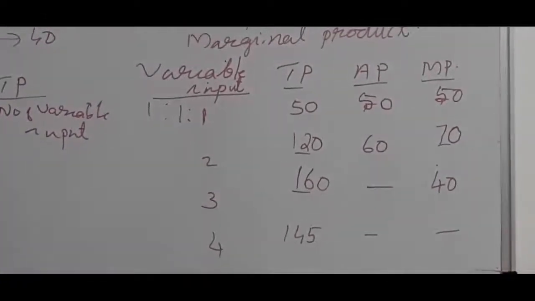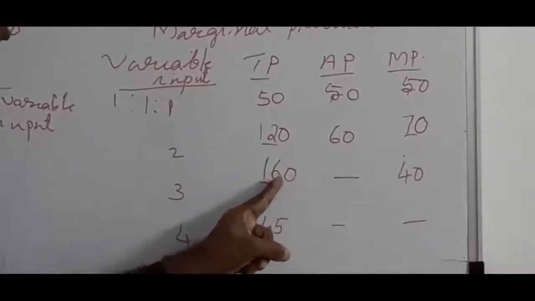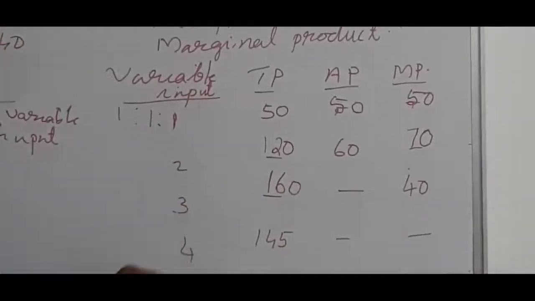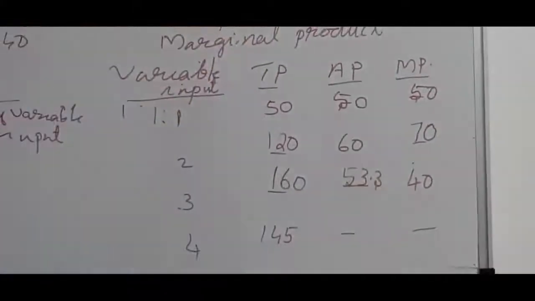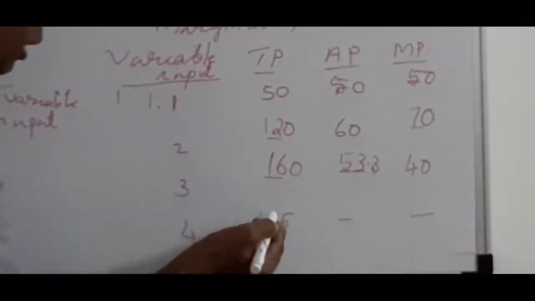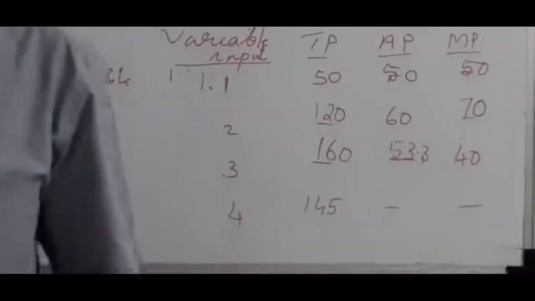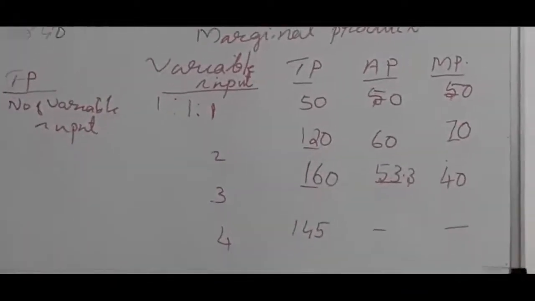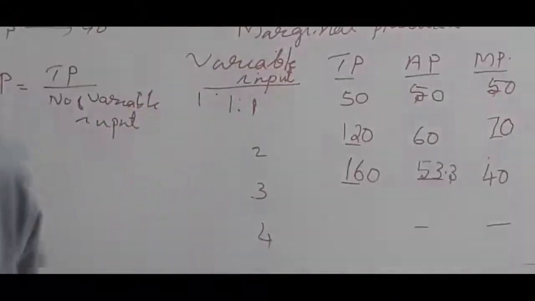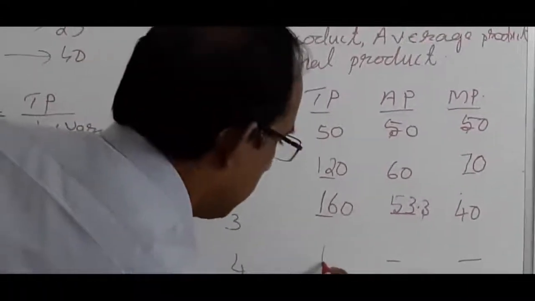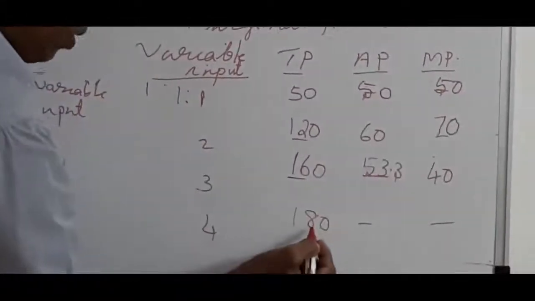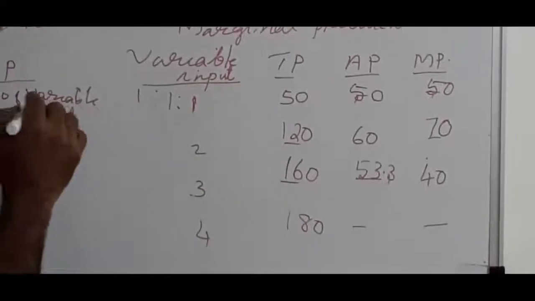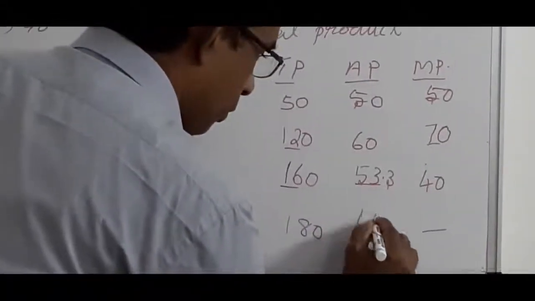Then from this total product we can calculate average product. Average product is TP divided by 3, that is 53.3. And when he uses one more kilogram of wheat flour, total product is 180. Okay. Then what is average product? Total product divided by number of variable inputs, that is 45.